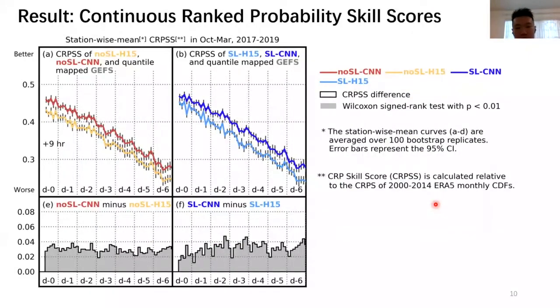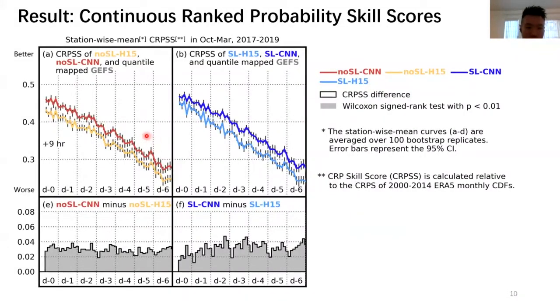Here we move on to systematic verifications. And here we'll provide results in the rain season of October to March during the verification periods. The top 2 panels are station-wise mean continuous ranked probability skill scores. Higher means better, and they are functions of forecast lead times from day 0 to day 6. Here we provide 2 verification highlights.